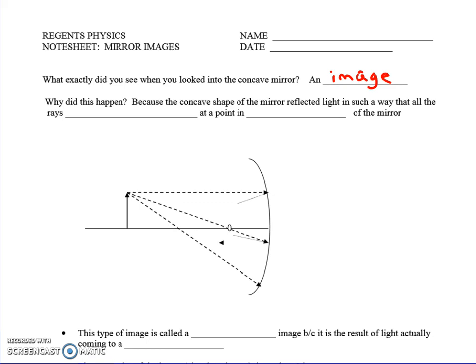And for a concave mirror, it happens for a different reason than, let's say, for a plane mirror, but at least it gives us a more concrete idea. Okay, so the concave shape of the mirror, concave means it caves in, reflects light in such a way that all the rays focus, or a fancier term is converge, at a point in front of the mirror. In other words, the image is actually in front of the mirror.